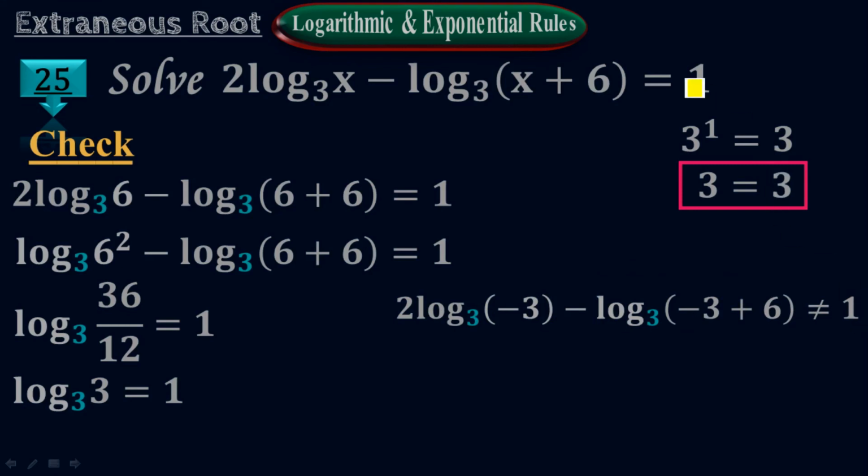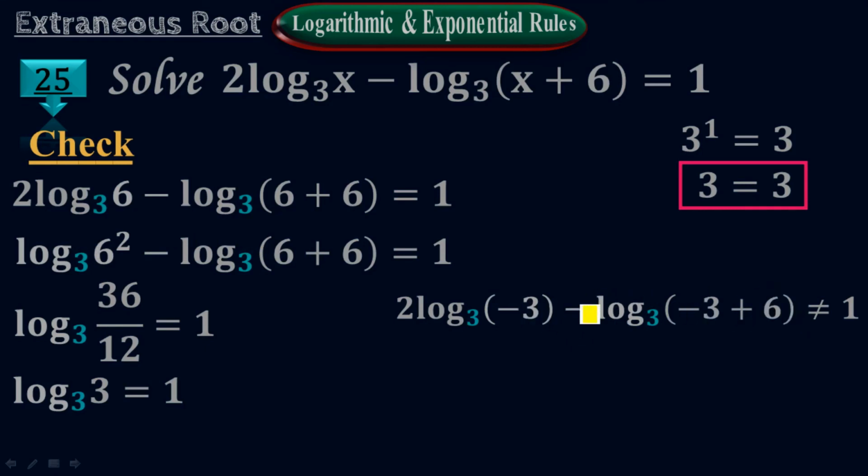What is my right side? My right side is 1. So if it is not equal to the right side, then the root is an extraneous root. Now why did I stop here? Because I have a problem here. Log of a negative number is undefined. So I cannot proceed further. I cannot do all this procedure because here I got undefined things. So I can't solve this further.